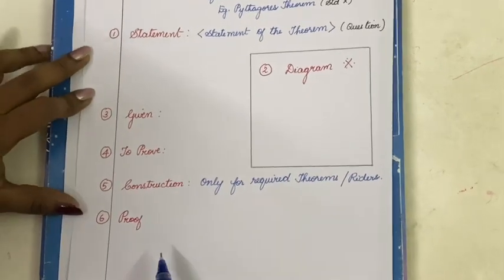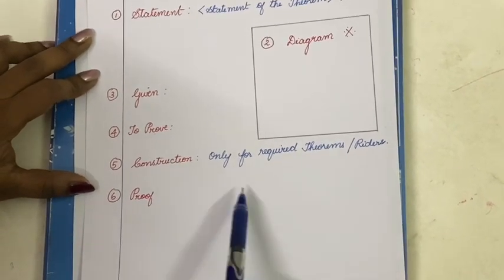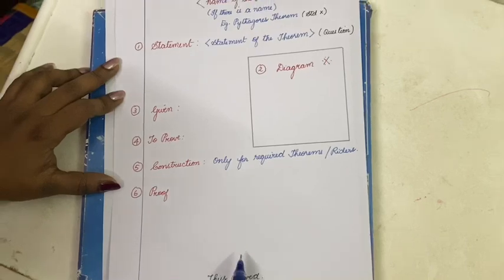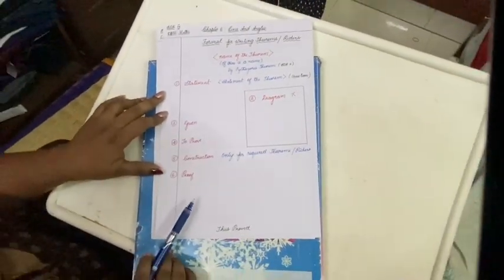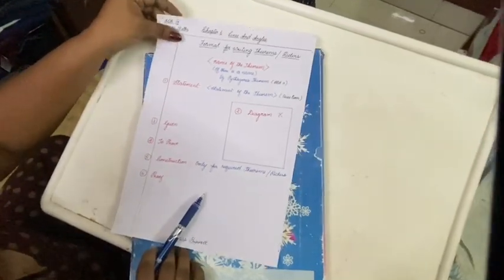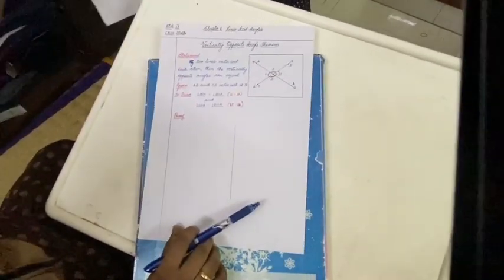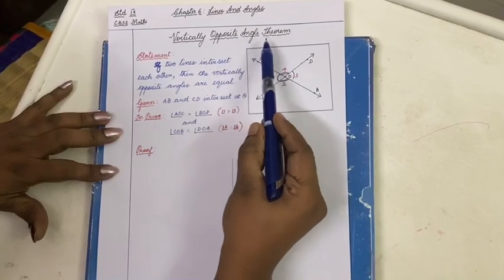And then the major part, proof. We will do the proof here. Finally, after proving, we will write thus proved. So, this is the format for writing a theorem or the rider. So, now we will again come back to the vertically opposite angle theorem.